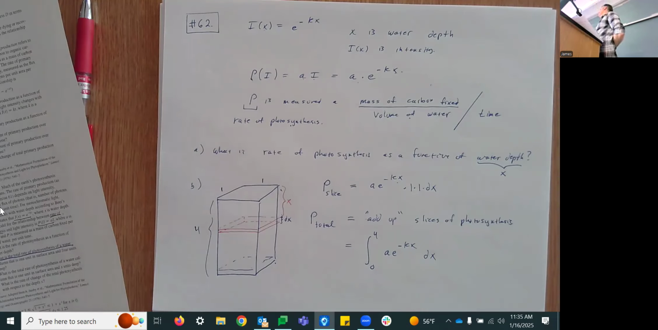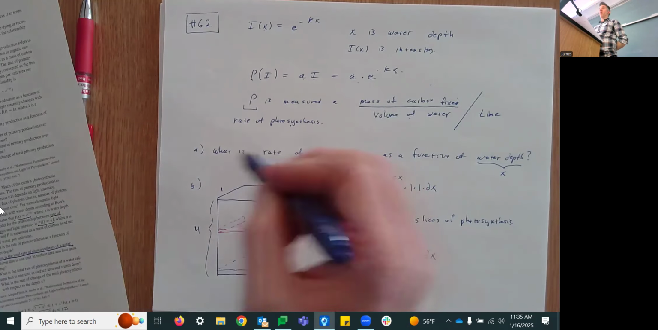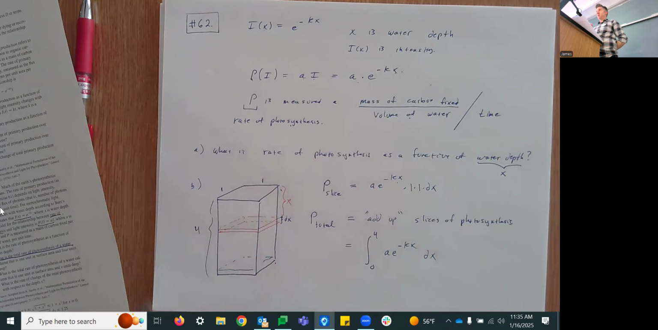I feel like maybe I'm not answering that right. I feel like I've read the question wrong. Let me read it again. So here's the way I read it first. I read it as what's the total amount of photosynthesis occurring for this entire column of water. But I don't think that's what the question says upon reading it again. So let me read it again very carefully and tell you what I mean.